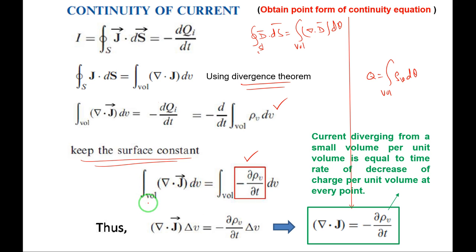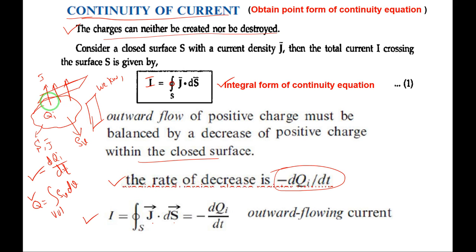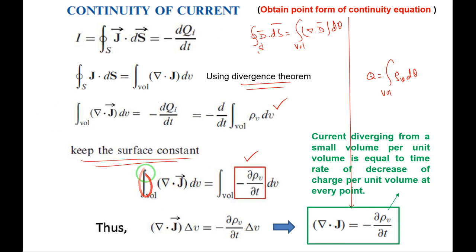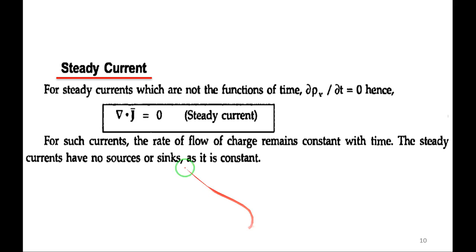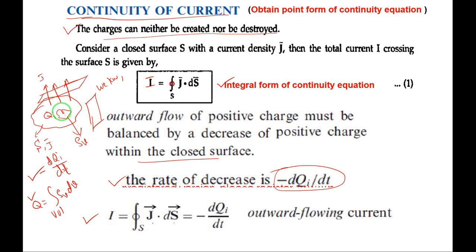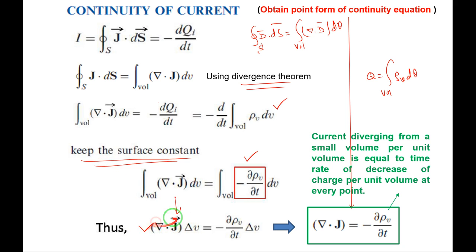Then, the total amount of charge crossing this entire volume is fine. But if I consider a point here or a smaller volume here, what is the total amount of charge crossing it? So we consider the smaller volume, and this volume integral will vanish. So del dot J into delta v is equal to minus dou rho v by dou t into delta v. This is the total amount of charge crossing this smaller volume within the big volume. The delta v volume gets cancelled. Finally, I get del dot J is equal to minus dou rho v by dou t.